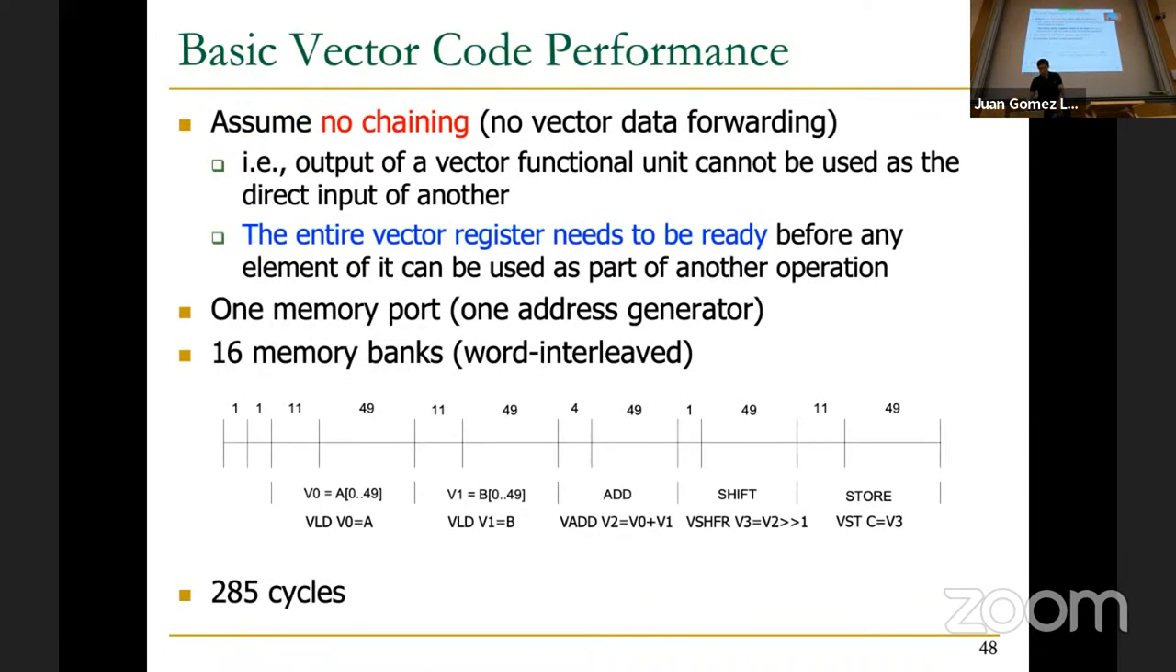Why is that? Because observe that element A0 is ready right here, and element B0 is ready right here. So in principle, we could start the addition at this point, right? As soon as we get A0 and B0, we can start the addition. However, we have to wait until all the elements are in vector register 0 and vector register 1, because the first vector processor that we are considering here doesn't support chaining.